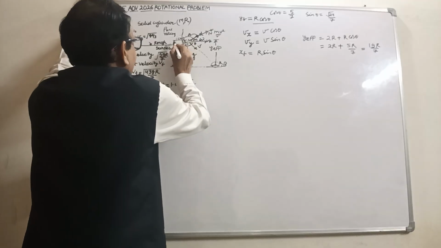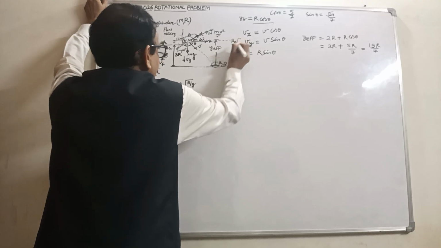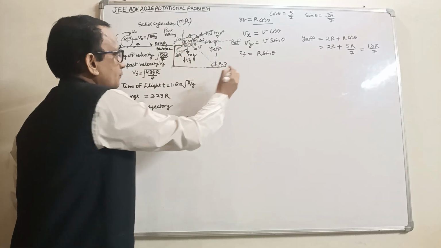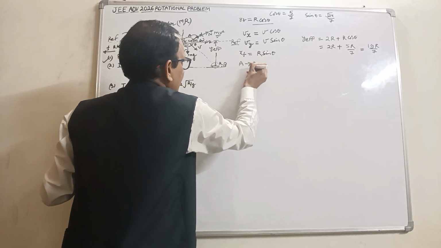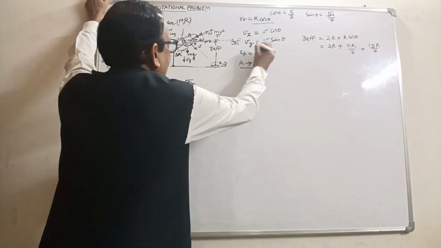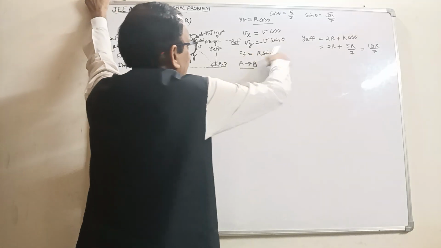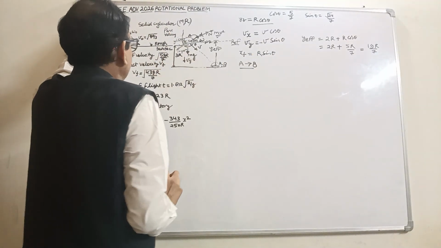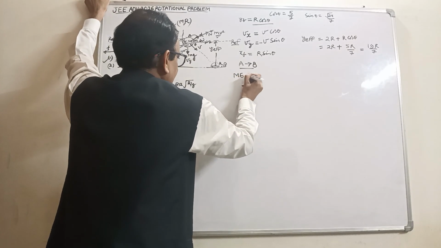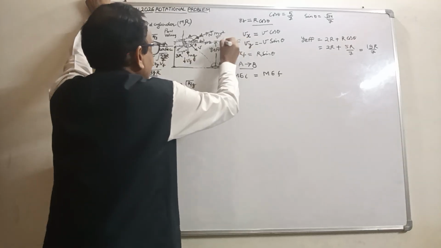Point A is taken as a reference. Suppose this is a reference point, and we apply the energy conservation from A to B. So from A to B, we write the energy equation. Vy is negative, because gravity is acting in the negative y direction. So mechanical energy initial is equal to mechanical energy final. What is mechanical energy?